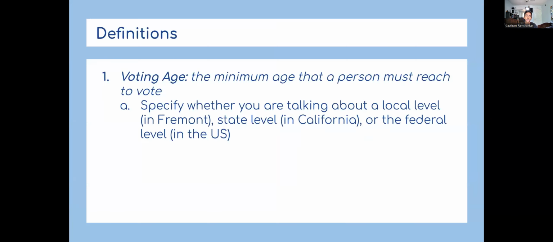Let's start with some context, and more specifically, let's look at just the main definition we should be presenting, which is the definition for the voting age. The voting age is the minimum age that a person must reach in order to vote in elections.